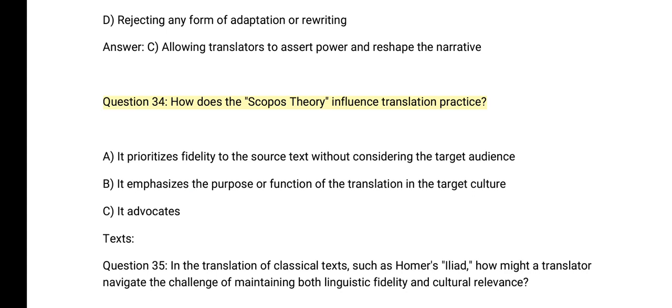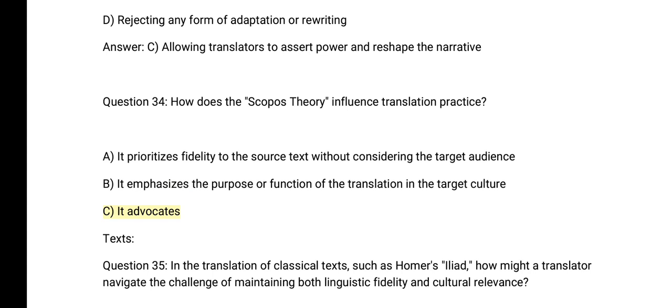Question 34. How does the Skopos theory influence translation practice? A. It prioritizes fidelity to the source text without considering the target audience. B. It emphasizes the purpose or function of the translation in the target culture. C. It advocates texts.